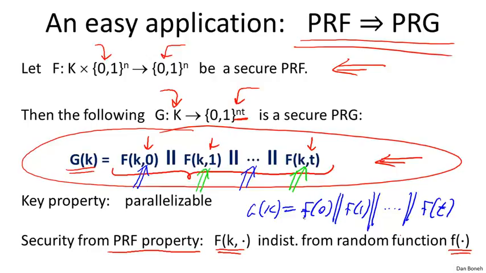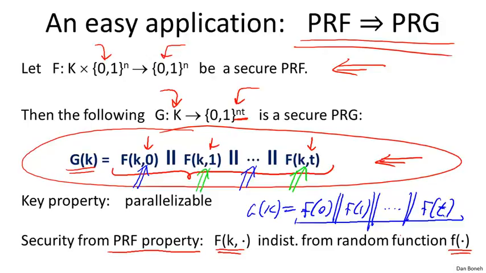But with a truly random function, you notice that the output is just truly random, because for a truly random function, f of 0 is a random value, f of 1 is an independent random value, f of 2 is an independent random value, and so on and so forth. So the entire output is a truly random output.